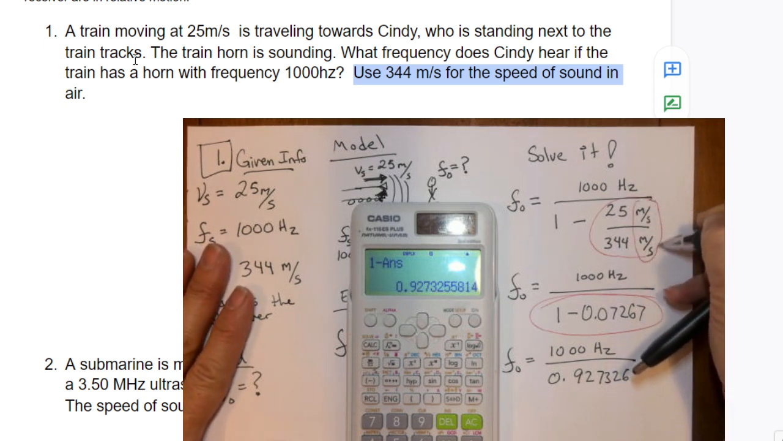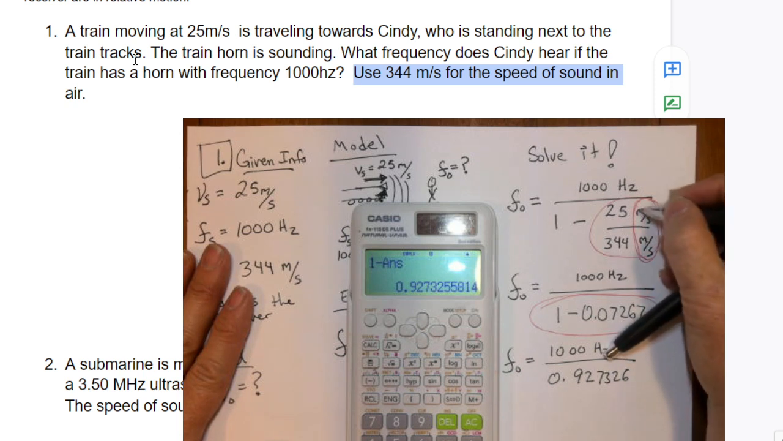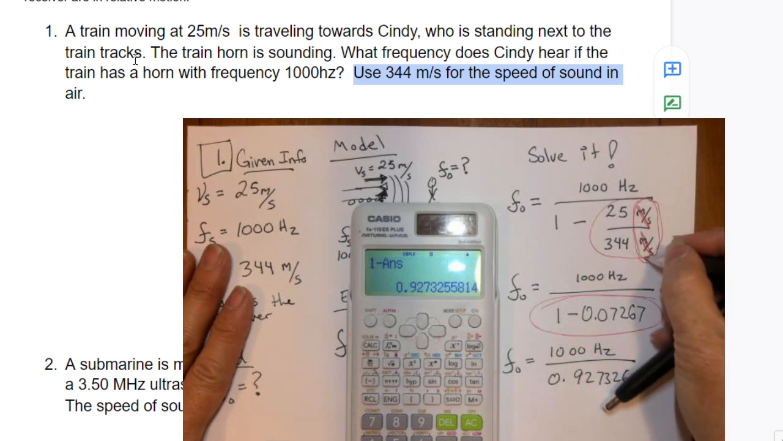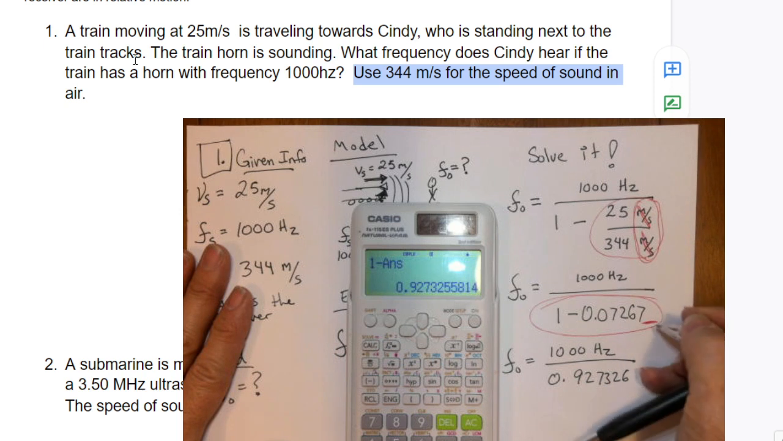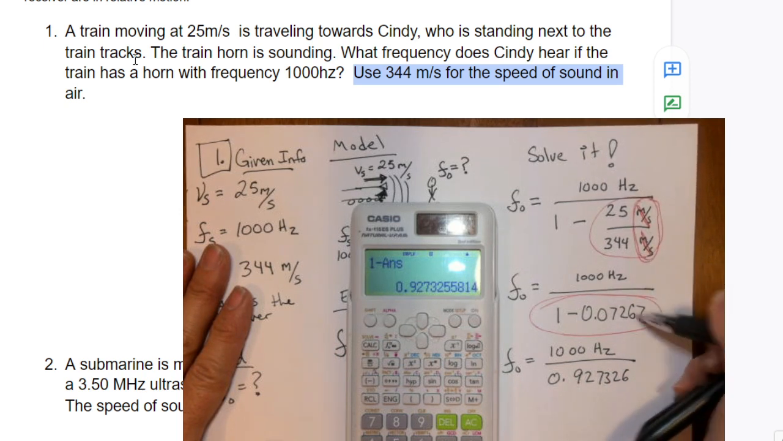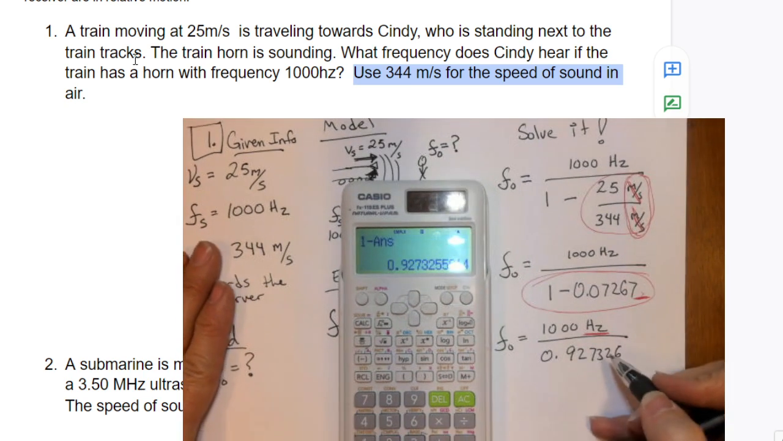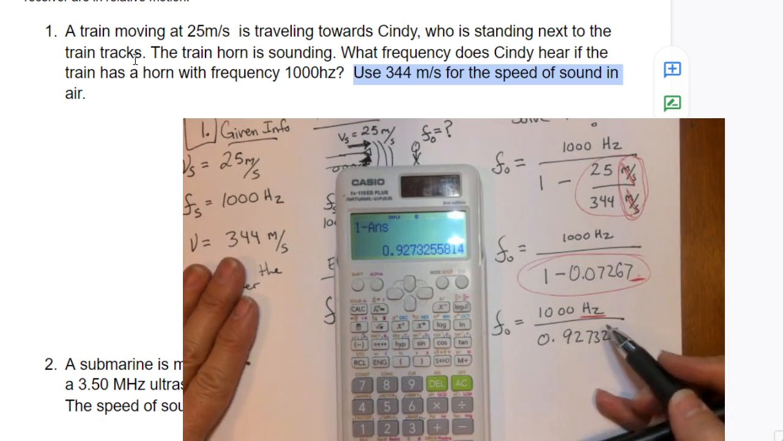In this step up here, when I divided, I got meters per second divided by meters per second, and that canceled out. That's why I didn't write any units here. I forgot to tell you, these units canceled out. So there's no more units in the denominator, and the units we're left with are only hertz in the numerator. And that makes sense because I'm solving for a frequency.